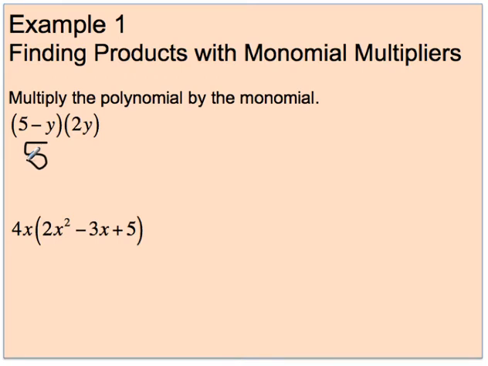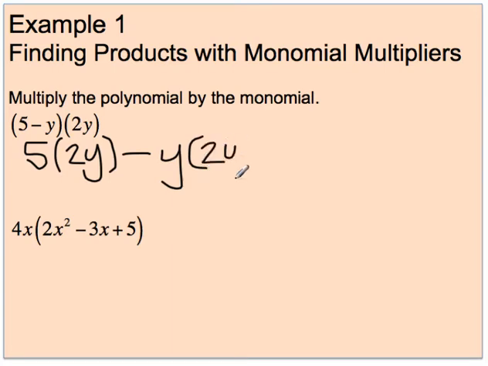So we have 5 times 2y, and then we have the second part of the polynomial, minus y, also times 2y. So 5 times 2y, we get 10y. And we have negative y times 2y, so we have minus 2y squared. And that's our final answer for this first question.